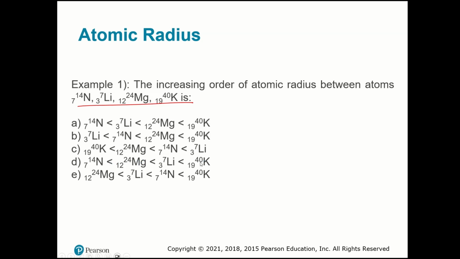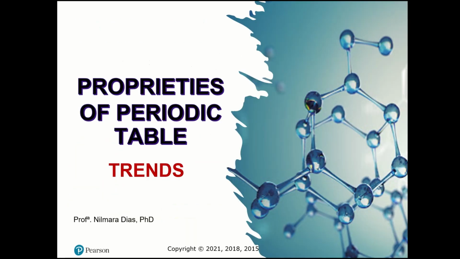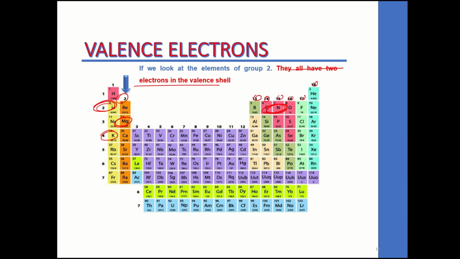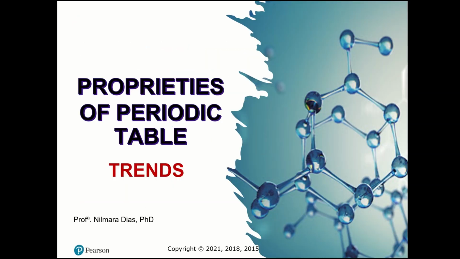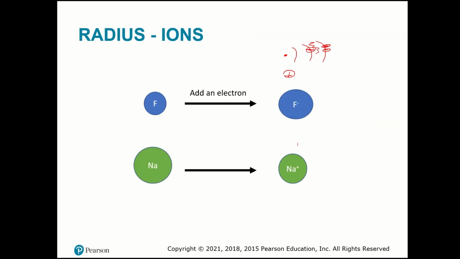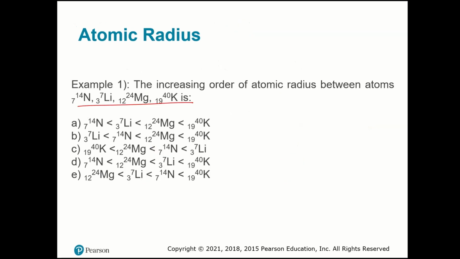So it could be A or D. So we need to go over magnesium and lithium. Magnesium is in group 2, while lithium, no, group 1, sorry, lithium is in group 1. So lithium is smaller than magnesium.